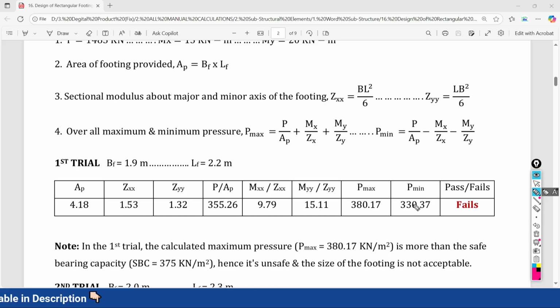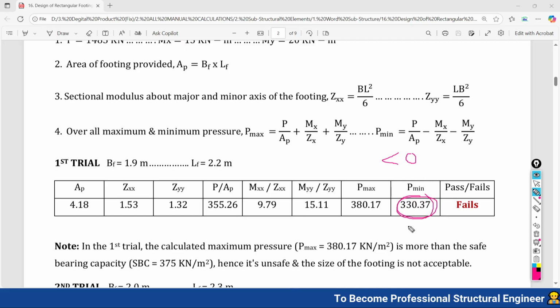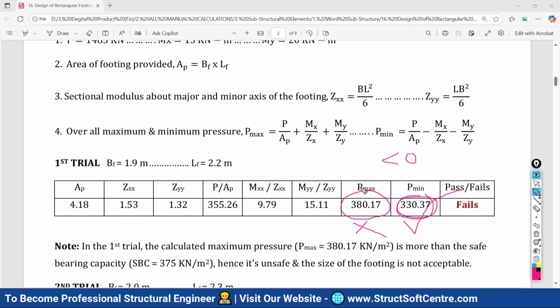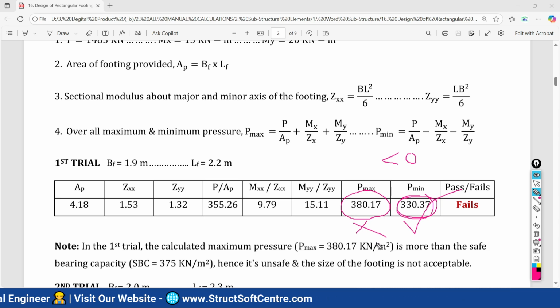And another check will be what? Minimum pressure. So your minimum pressure in any case should not be less than 0. So here our value of the minimum pressure is not less than 0. So in respect of this criterion it is okay, but in respect of the maximum pressure criterion it is not acceptable. So both criteria should be satisfied at the same time. If any one criterion is not satisfied, that size of the footing will not be acceptable.